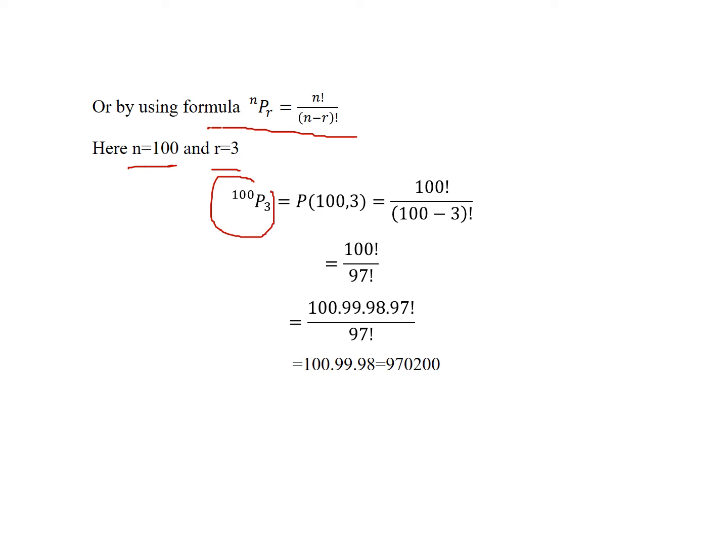Now replace n equal to 100 and r equal to 3 in the formula. We get 100P3, or we can write it as P(100, 3). That is equal to 100 factorial divided by 100 minus 3 factorial. 100 minus 3 gives us 97 factorial. We can find the answer using a calculator, or we can solve it manually. 100 factorial can be written as 100 into 99 into 98, and we stop at 97 factorial. Now we cancel both 97 factorials and we are left with the product 100, 99, 98. That gives us the required number of ways in which we can select the winners out of 100 given people.